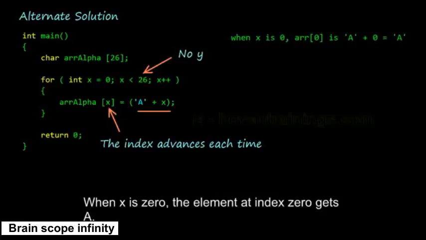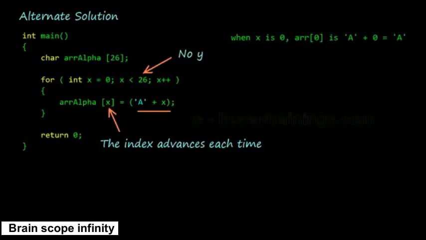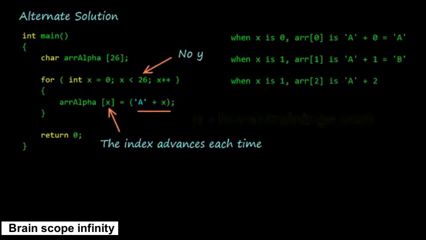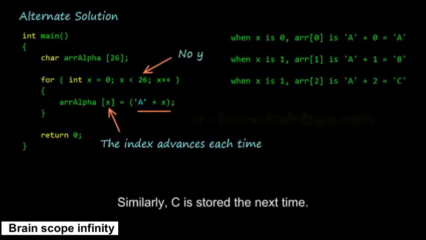When x is 0, the element at index 0 gets a. When the value of x is 1, b is stored. Similarly, c is stored the next time. And like this the entire array is filled.